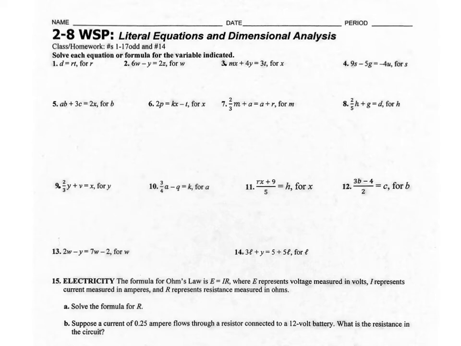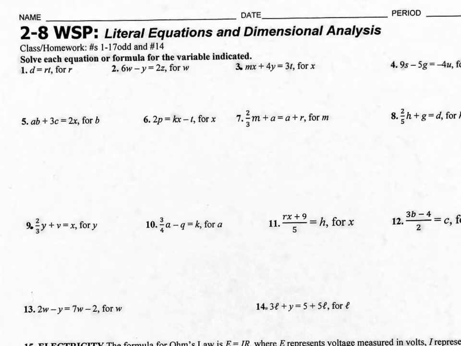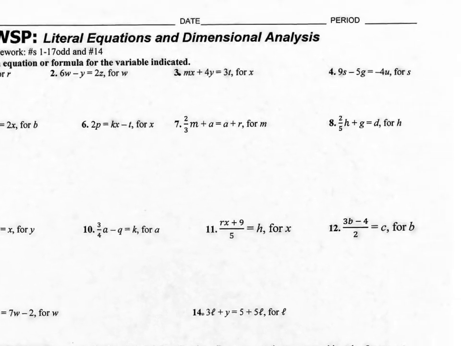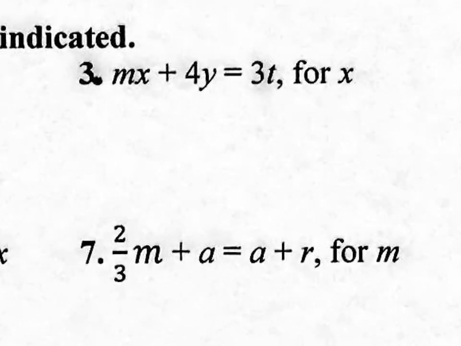Okay, so for the second worksheet, 2.8 WSP, we're doing the odd ones, 1 through 17 odd, and we're throwing in number 14. Let's take a look at number 3 here.